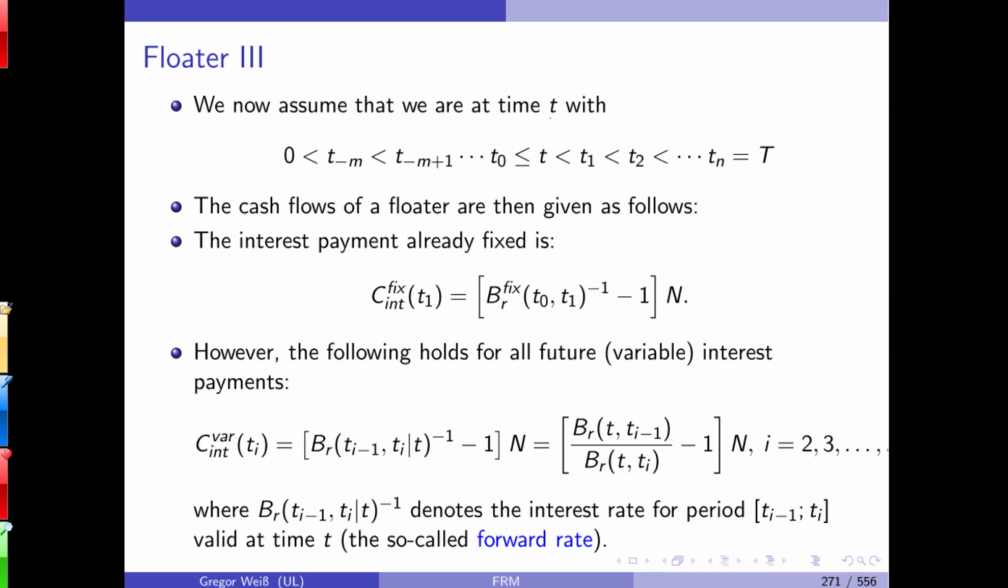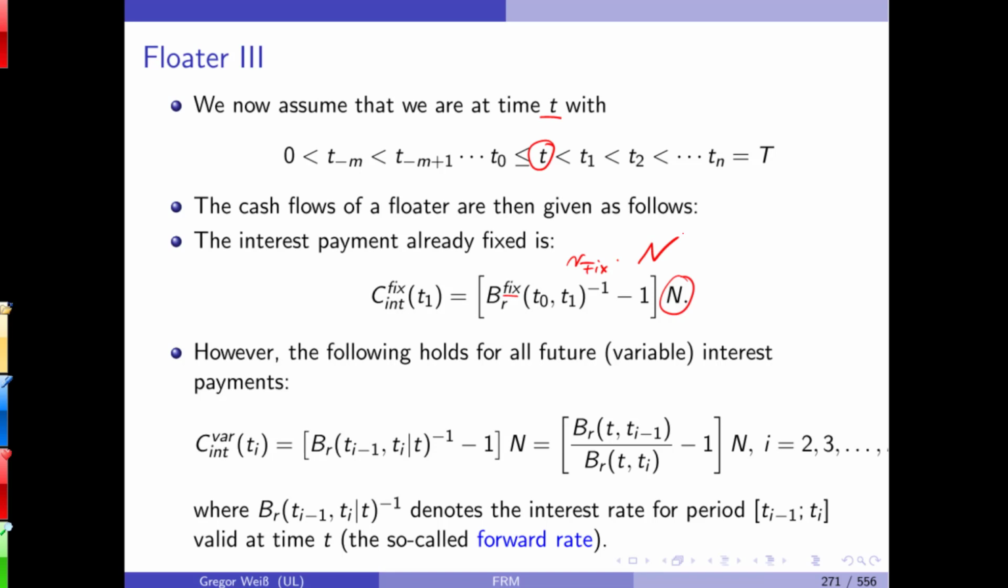We assume that we are at time t. t is between t0 and t1. The cash flows are now given by the following numbers. The interest rate payment that has already been fixed is notional times B fixed, taken to the minus 1st power, minus 1. What is that? That is just you take the discount factor and revert it back to an interest rate. So it's R times N, right? So this is R fixed times N, nothing else.